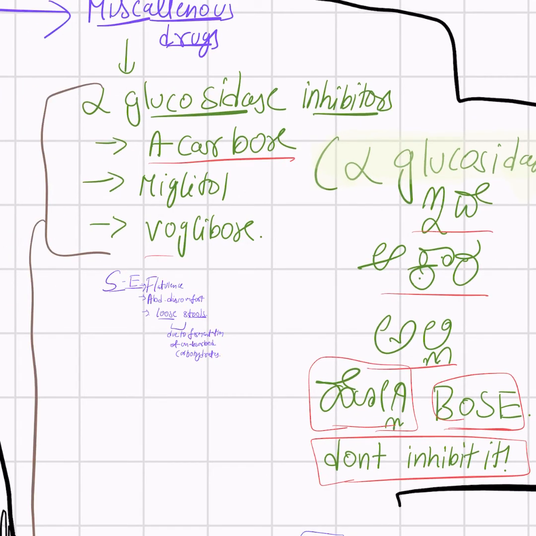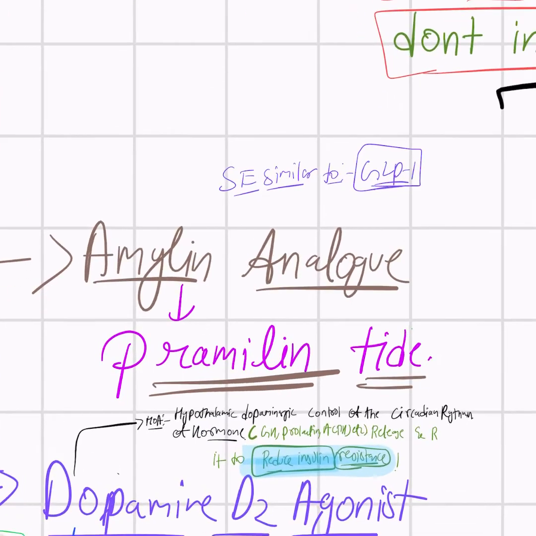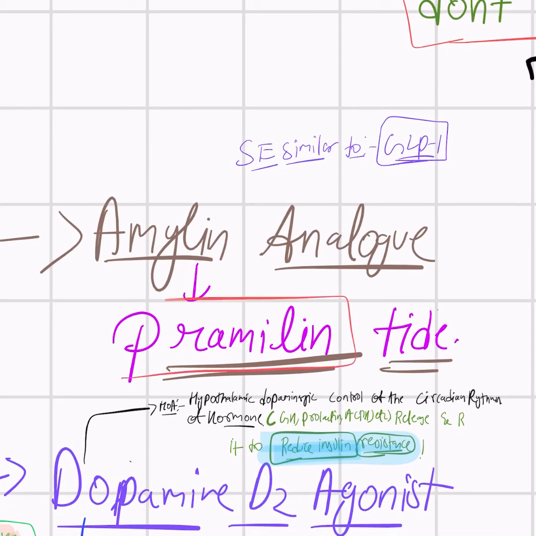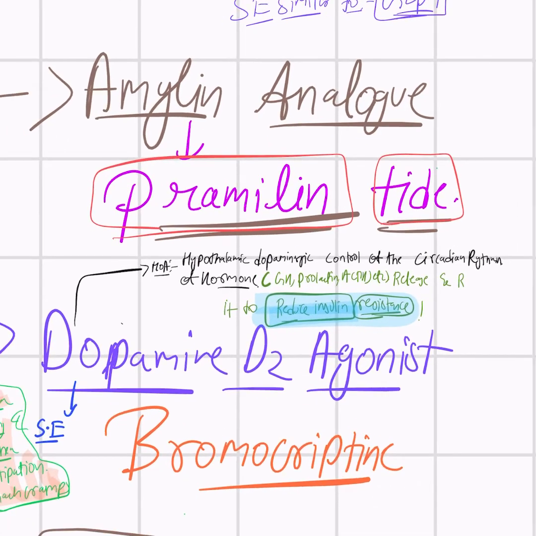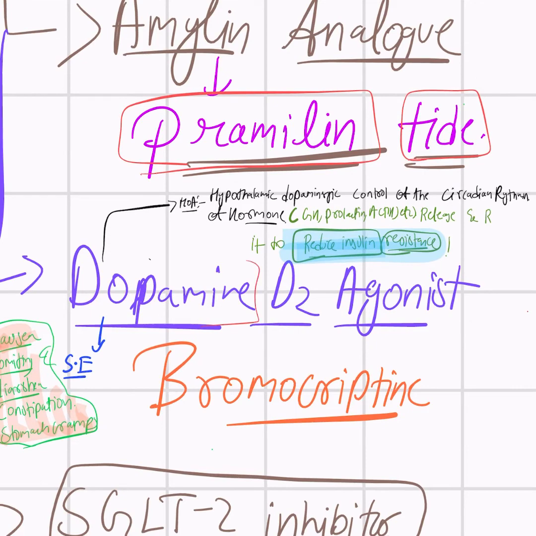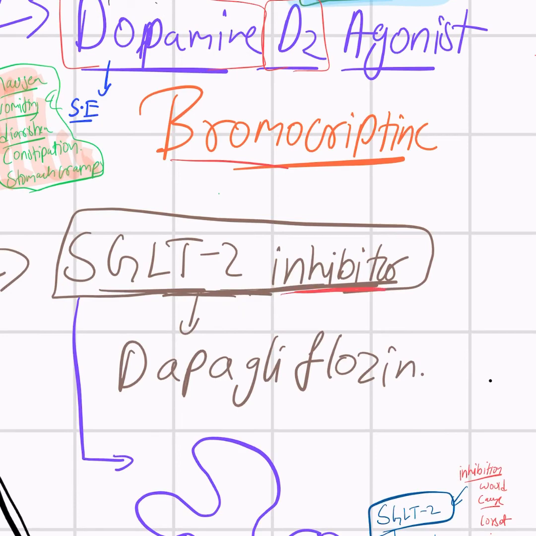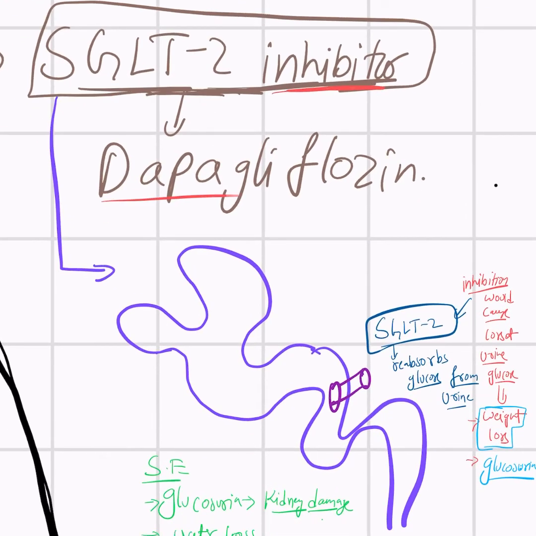Right? Then we have amylin analogs. In that, you have pramlintide. Then we have dopamine D2 agonists. In that you have bromocriptine, and then we have SGLT2 inhibitors, that is dapagliflozin, right?